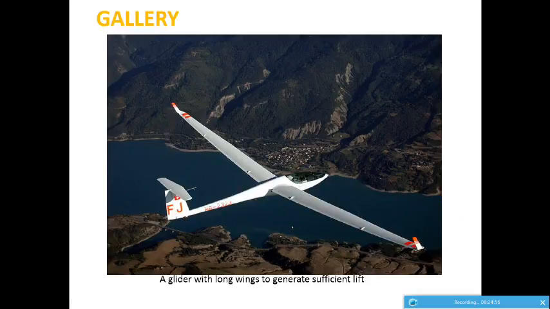Okay, so let's move on quickly to some of the gallery pics. So here you can see a glider soaring at a height, which uses T-tail stabilizers, a very long wingspan with high aspect ratio, and also winglets to provide high lift.